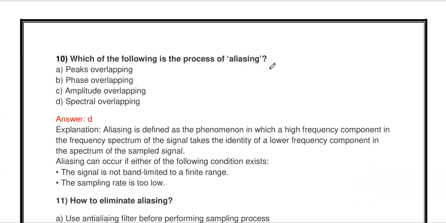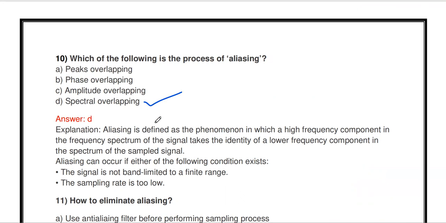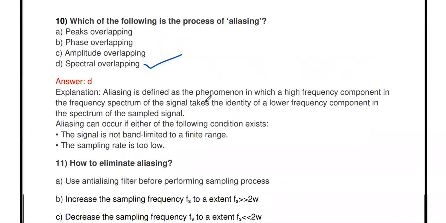So which of the following is the process of aliasing? Peak overlapping, phase overlapping, amplitude overlapping, spectral overlapping. Spectral overlapping. You see the definition: aliasing is defined as a phenomenon in which the high frequency component in the frequency spectrum takes the identity of the lower frequency component in the spectrum of the sampled signal. This is called aliasing.